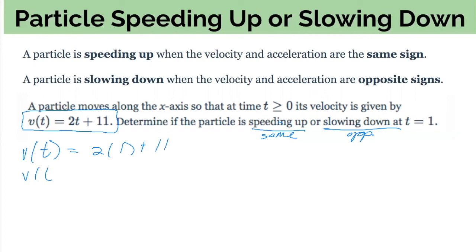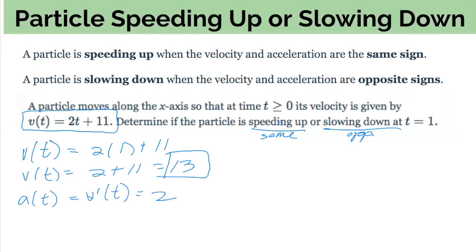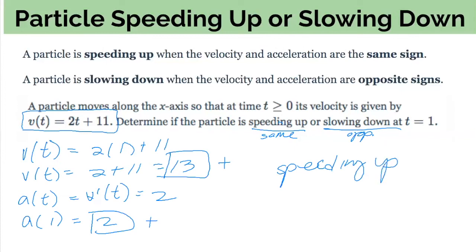So velocity equals 2 plus 11 equals 13. So that's my velocity. But now I need to find the acceleration. So I'm going to take the derivative of the velocity, which is going to be 2. That's it. That means every single number you plug in, it's going to be 2. So when I plug in a 1, it's going to be 2. Well, this is positive, this is positive. So because they have the same sign, that means this is speeding up.